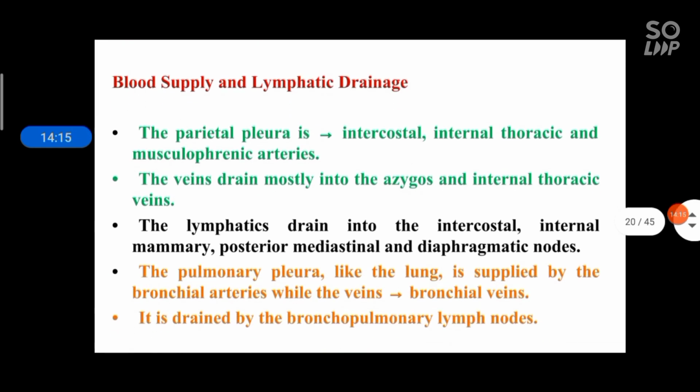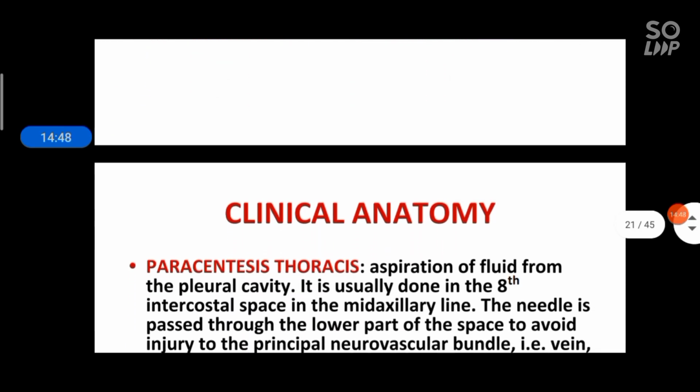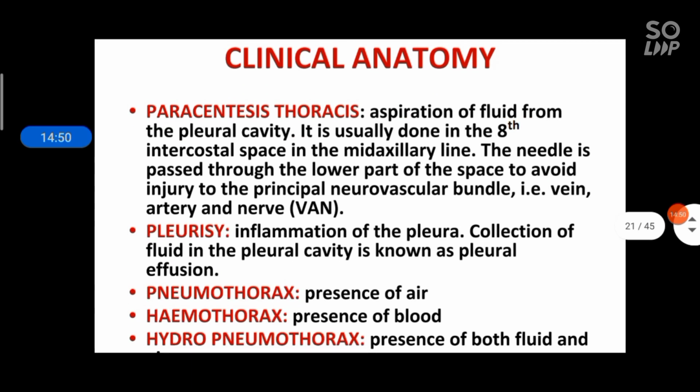Blood supply and lymphatic drainage. The parietal pleura is supplied by the intercostal, internal thoracic, and musculophrenic arteries, and the veins drain into the azygos and internal thoracic veins. Lymphatic drainage is to the intercostal, internal mammary, posterior mediastinal, and diaphragmatic nodes. And the visceral pleura, like the lung, is supplied by the bronchial artery, while the bronchial vein and the bronchopulmonary lymph nodes drain it. Now the clinical anatomy.